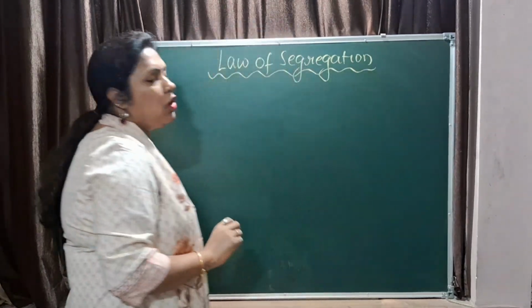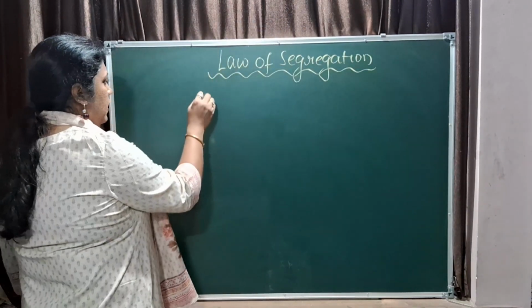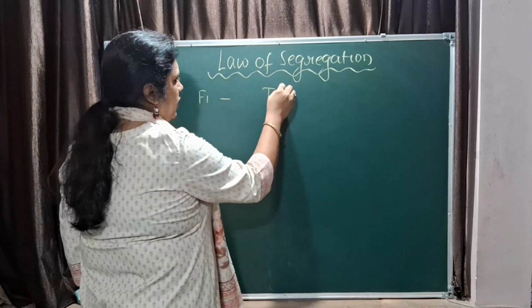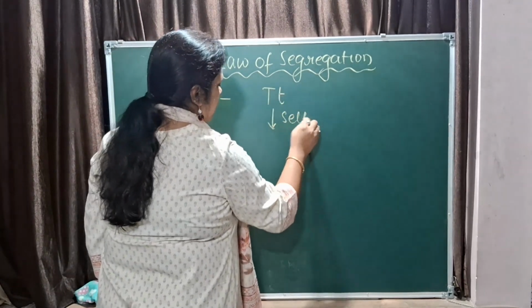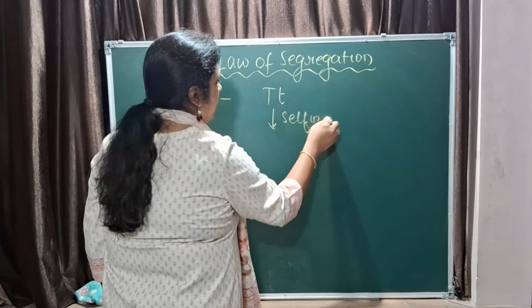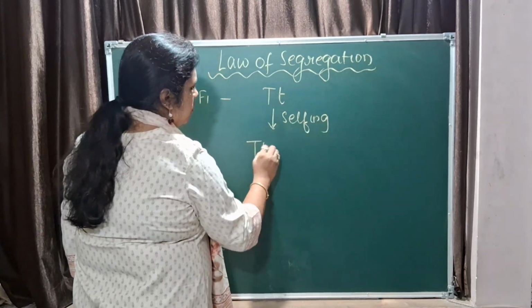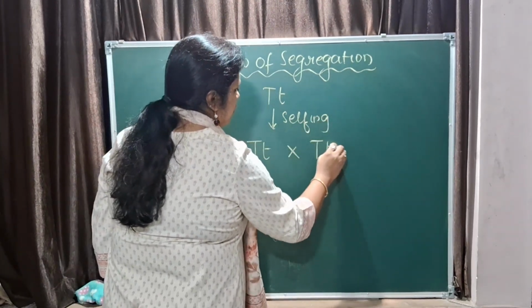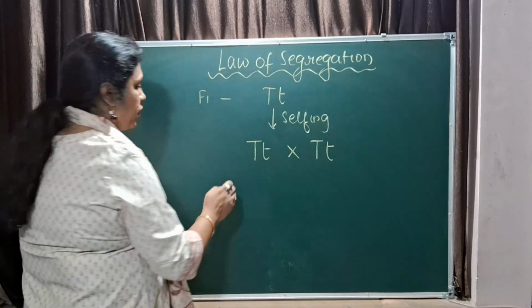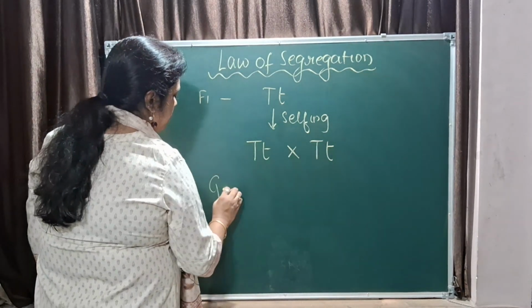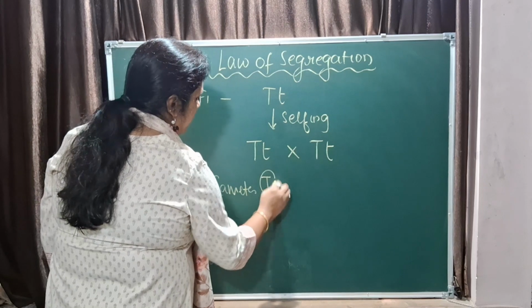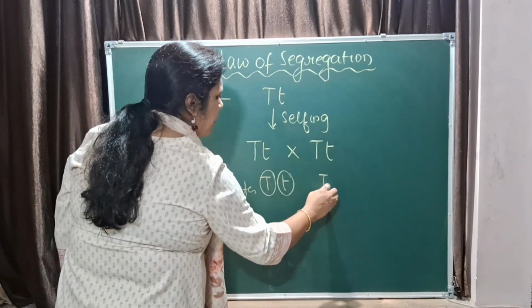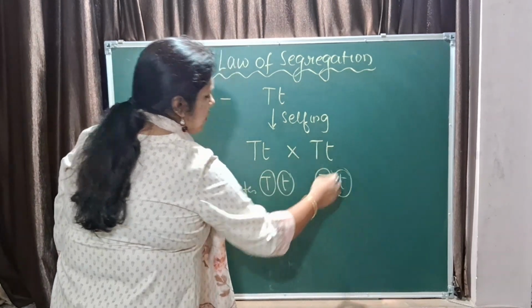Segregation. Now in the law of segregation we have already seen that F1 was capital T small t. So let us self F1, selfing of F1. That means capital T small t cross capital T small t. Here I will introduce the concept of Punnett square to you. Here the gametes formed will be capital T small t in this case and capital T small t in this case.